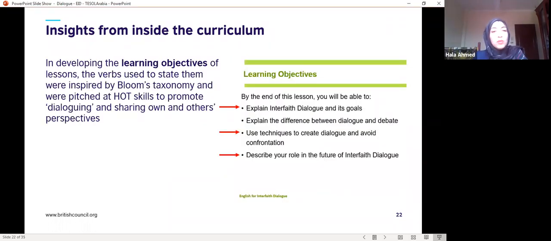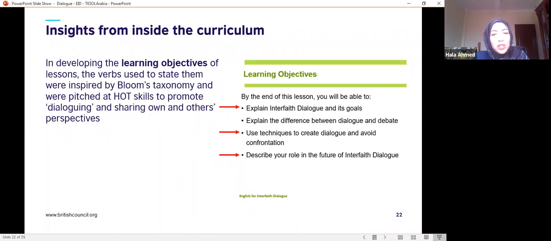Another insight from the curriculum is the way we stated and developed the learning objectives for each lesson. And the example you can see on the screen really was inspired by Bloom's taxonomy. And the verbs we used to state the learning objectives here were pitched at HOTS, and HOTS are the higher order thinking skills.